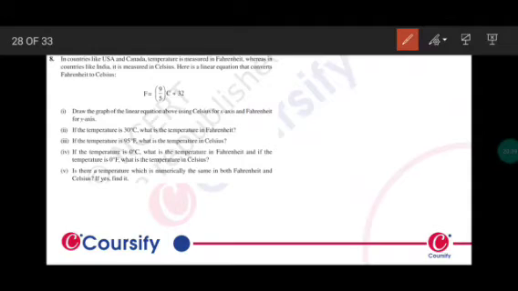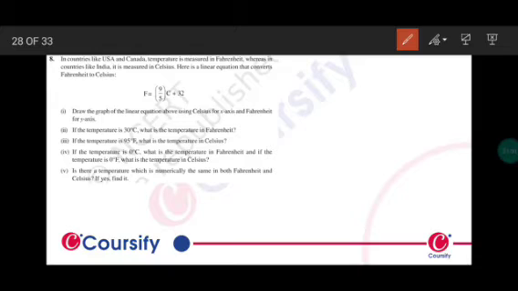In countries like USA and Canada, temperature is measured in Fahrenheit, whereas in countries like India, it is measured in Celsius. Here is a linear equation that converts Fahrenheit to Celsius: F = 9/5 C + 32. Draw the graph of the linear equation above using Celsius for the x-axis and Fahrenheit for the y-axis.